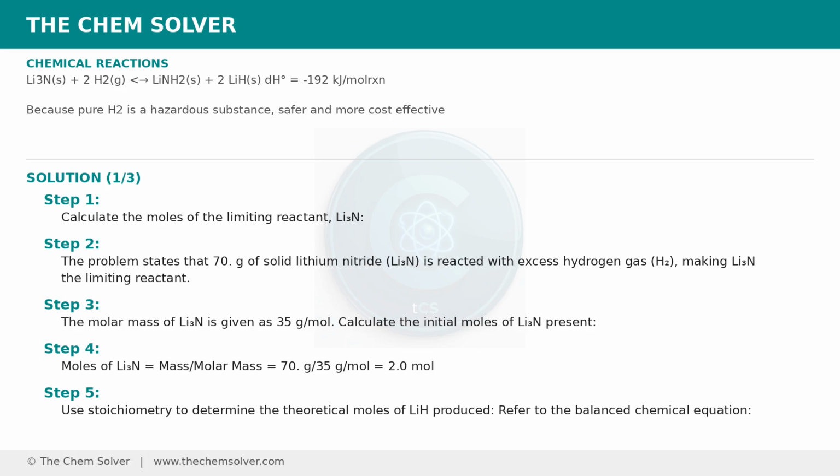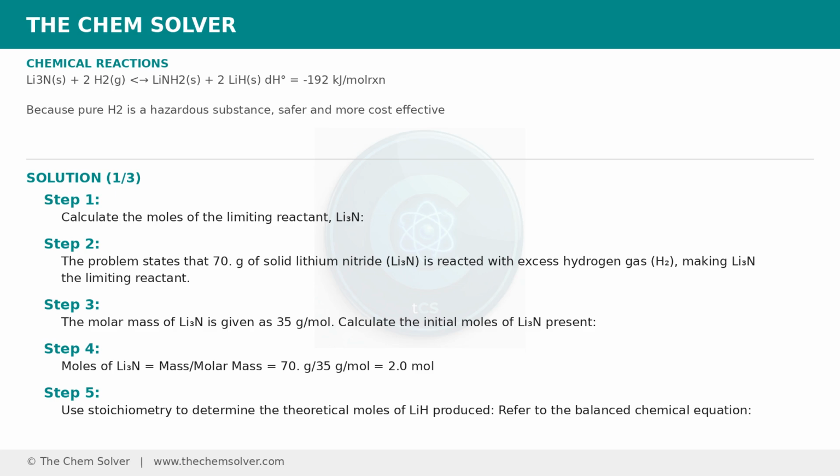Calculate the moles of the limiting reactant, Li3N. The problem states that 70 g of solid lithium nitride, Li3N, is reacted with excess hydrogen gas, H2, making Li3N the limiting reactant. The molar mass of Li3N is given as 35 grams per mole.